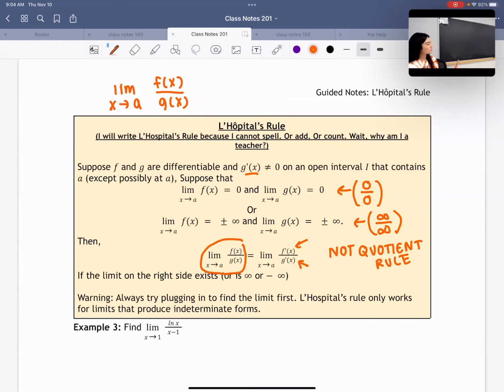Another warning for you is always try plugging in and seeing if you have an indeterminate form first. L'Hopital's rule only works if you have 0 over 0 or infinity over infinity. It doesn't work if that doesn't happen, and we'll see that a little bit later. Let's do an example real quick.